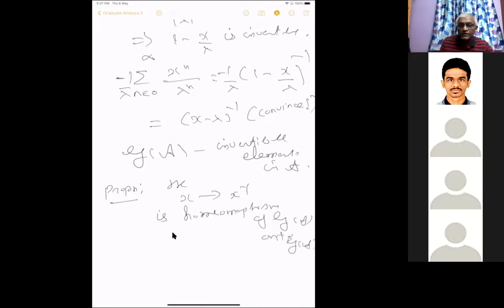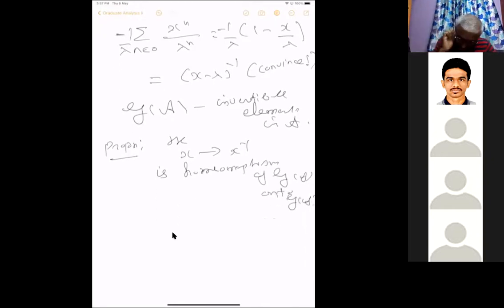It's a homeomorphism onto G of A. So we just have to prove that the map is continuous. It's clear that it's a bijection, so we only have to prove that the map is continuous. That is, if it's a Banach space.